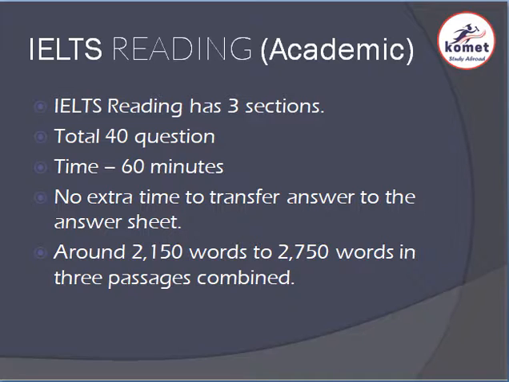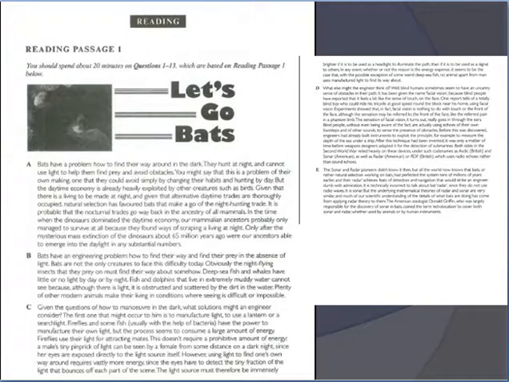Another thing is that in all, the 3 passages in general will comprise between 2150 words to 2750 words to read. So your speed of reading should be amazingly fast, because at the end of the session I will show you how much time you will actually get to read the passage. 2150 to 2750 words is the general range which is expected for you to read within these 60 minutes.